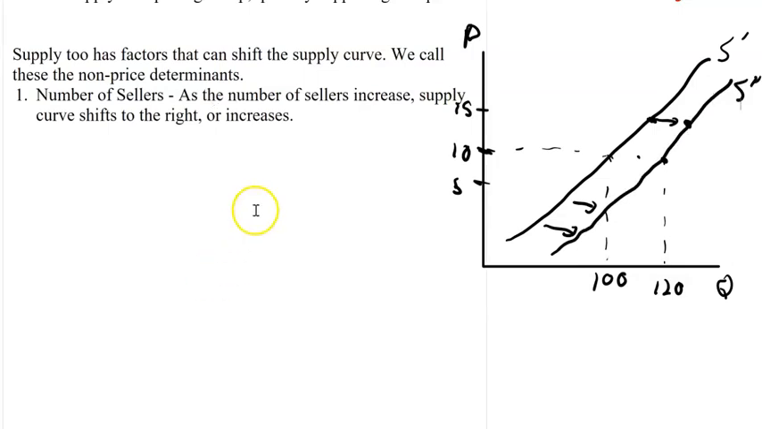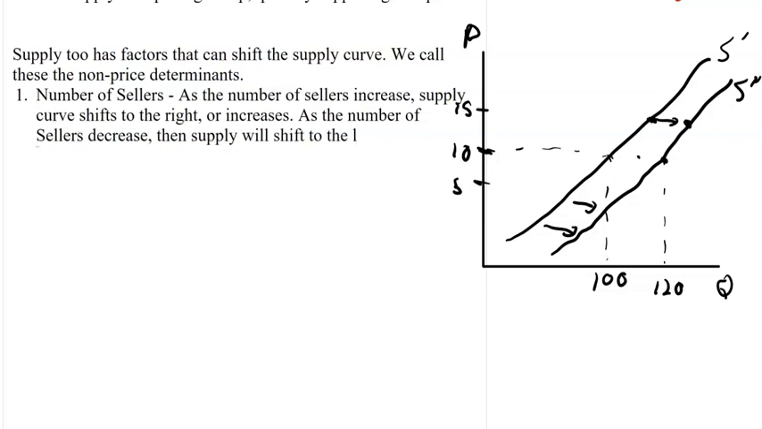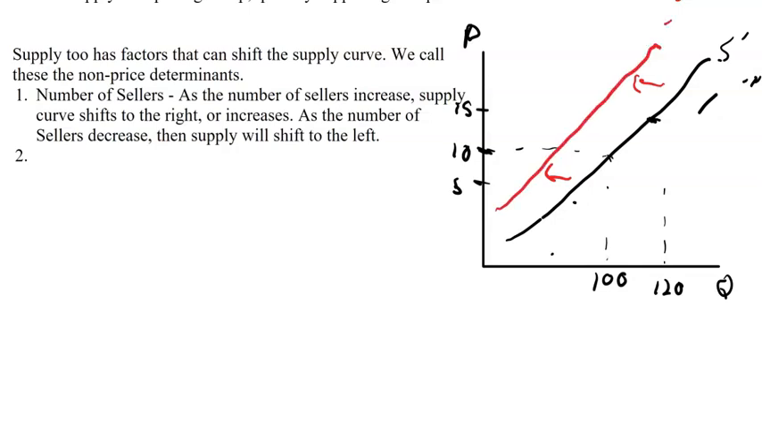Now, in the same way, if the number of sellers decreases, so if sellers are leaving the market, then supply will shift to the left. That would mean that instead of being on the right, we would have the supply curve moving leftwards to this curve, to S double prime.